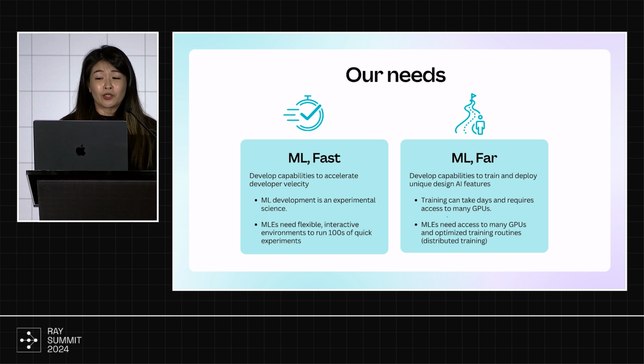So this architecture has served us pretty well in the past, but it was quickly evident that it will not get us to where we want to be, especially with the generative AI tsunami. We needed to be able to do ML fast and be able to take ML far. It was crucial that we provide our machine learning engineers with a flexible and interactive prototyping environment, as well as a paved road for optimized training routines.